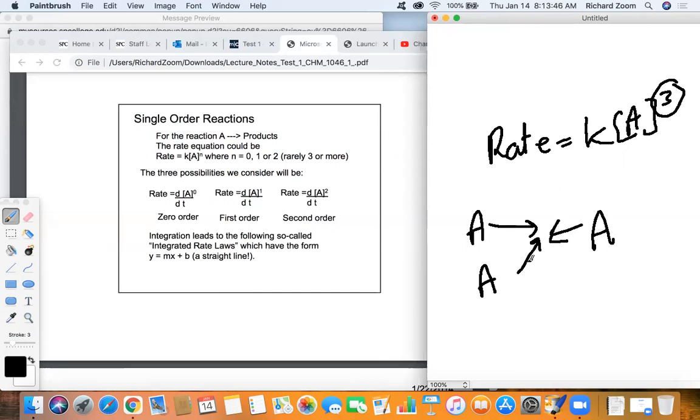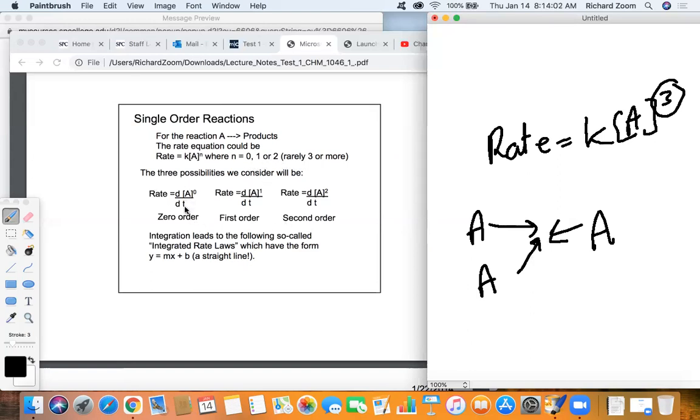2 A's coming together would be fine, but 3 A's coming together exactly at the same time would be pretty rare. So that's why we say that the N value would be rarely 3 or more. That's why we only deal with pretty much 0, 1, or 2.